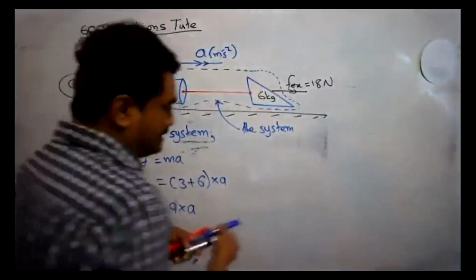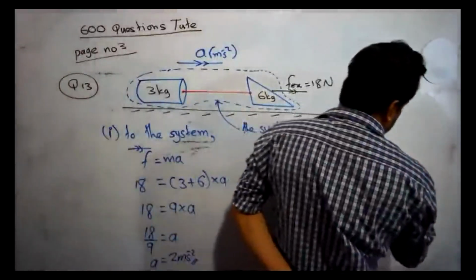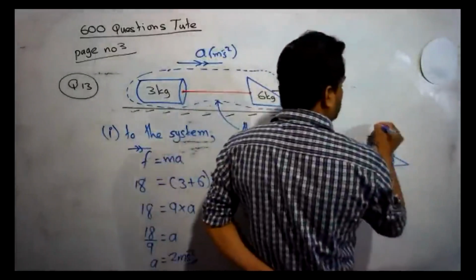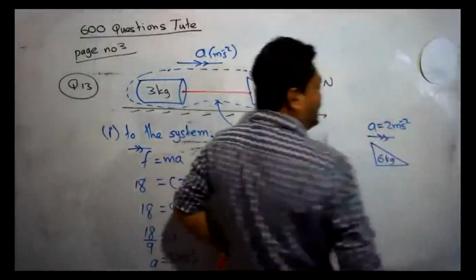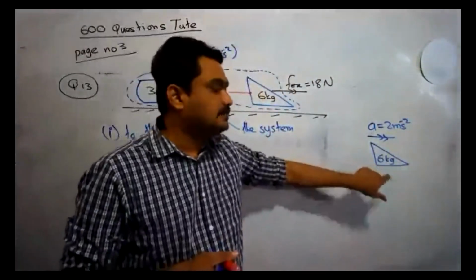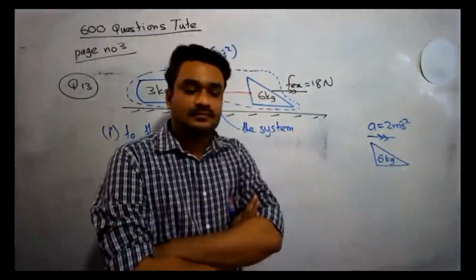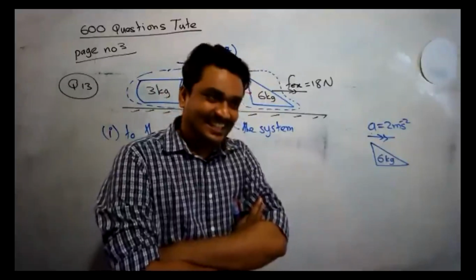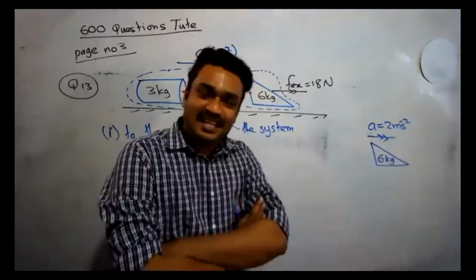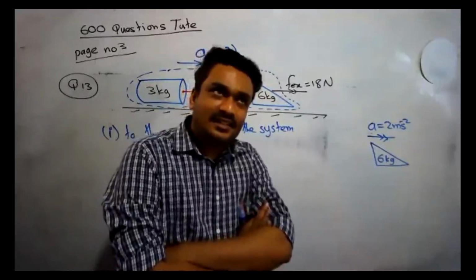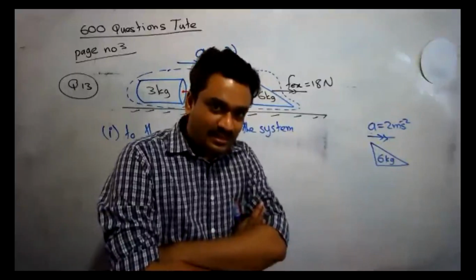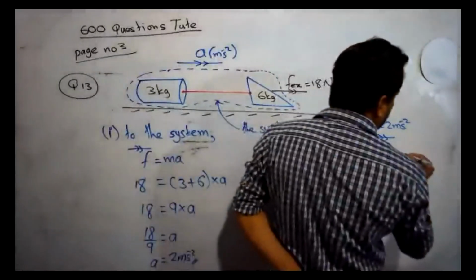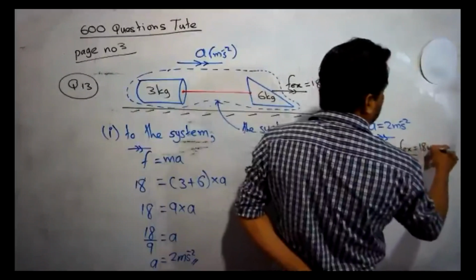Now, if we consider this 6 kg object, why is it moving to the right hand side with an acceleration of 2 meters per square second? Somebody unmute the mic and tell me. Because its force is in the right hand side. What is that force? External force. Because of the 18 Newton external force, this object is moved to the right hand side with an acceleration.